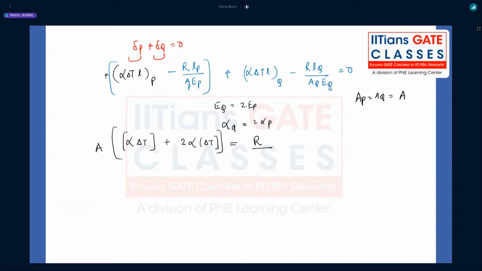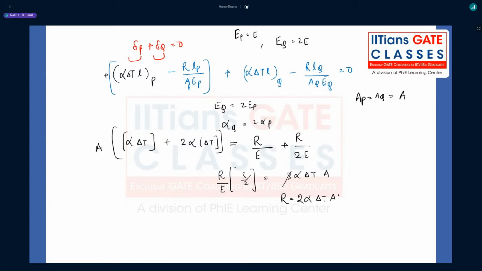Now, when you think of R L divided by A E, here L already cancels out. So E P value I can take as E, then E Q value will be what? 2E, right? So plus R divided by 2E. So here I can calculate R value as 3 by 2, that is going to be 3 alpha delta T into area. So here I'll be calculating it as alpha delta T A into E. So this is the reaction force we are getting, right?